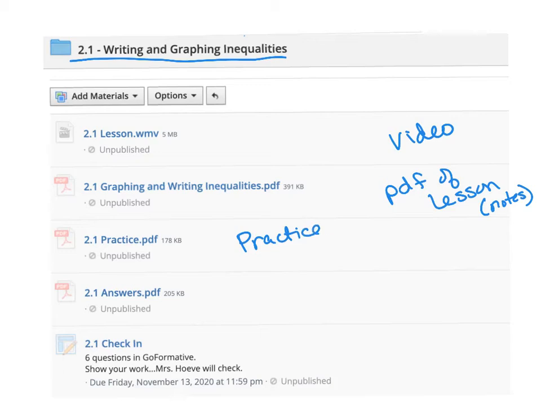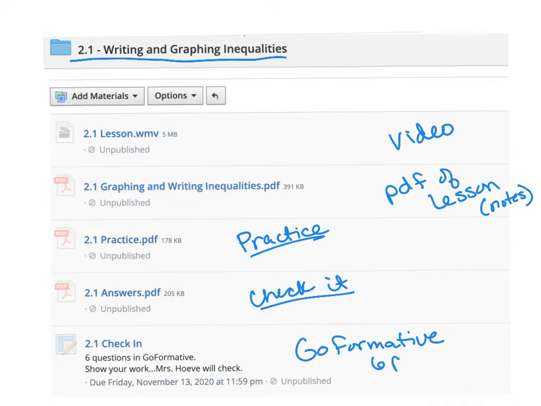You do the practice, download it into Notability and do the practice, and then you can check your answers. You don't have to turn anything in. You do the practice and then check it all on your own. Then down here is where I've got the Go Formative. It's always 6 points. The first one is 6 questions, 1 point each. The other 3 are 3 questions, 2 points each.